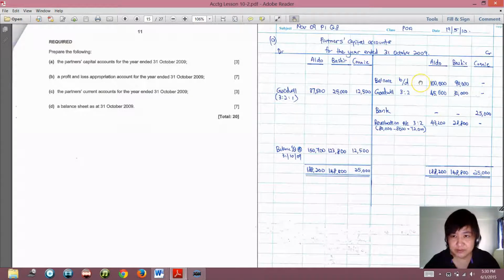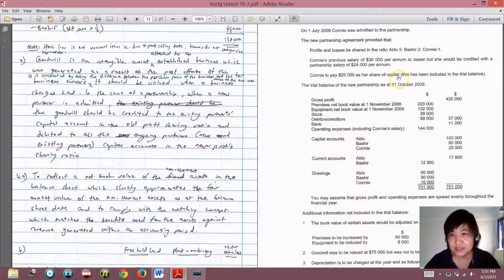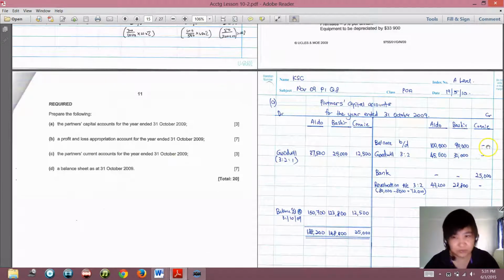So at the beginning of the year, which means 1st November 2008, Aldo's capital is 100,000 because it's stated in the trial balance. That is given in the question, and then Bashir is 90,000. On 1st November 2008, Connie was not in the partnership yet, so it is 0. In the question it says Connie paid 25,000 as her share of capital. This has been included in this trial balance. So at the beginning of the year, Connie has not contributed, but during the year she contributed 25,000.